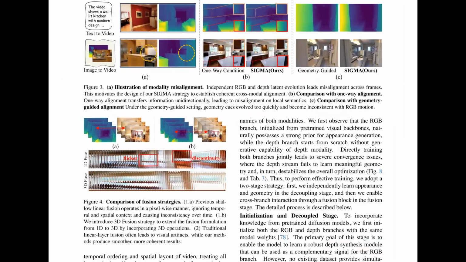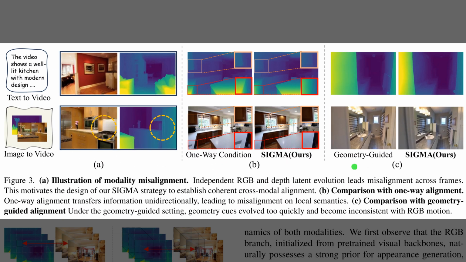Figure 3 explains why the Semantic Guided Mutual Alignment module is needed by contrasting different ways of coupling color frames and depth. The left panels show that if RGB and depth evolve independently, their edges and objects drift out of sync across frames. The middle comparison shows that one-way alignment still leaves local areas, like counters and cabinet edges, noticeably mismatched. The right comparison shows that pure geometry guidance makes motion look warped, while the Semantic Guided Mutual Alignment version keeps both geometry and appearance coherent.